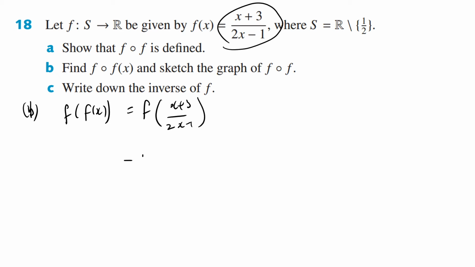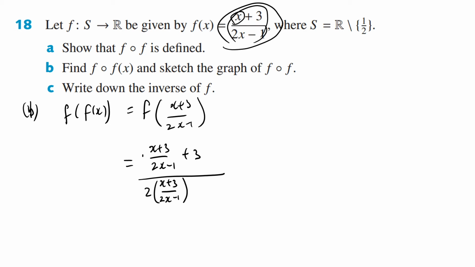Now, when we sub this in, we've got to be very careful. So the top x gets replaced by what's in the brackets, x plus 3 over 2x minus 1, and then we write plus 3 at the end. This is all divided by 2 times whatever was in the brackets, and that's the x plus 3 over 2x minus 1, close brackets, and then at the end we've got this minus 1.